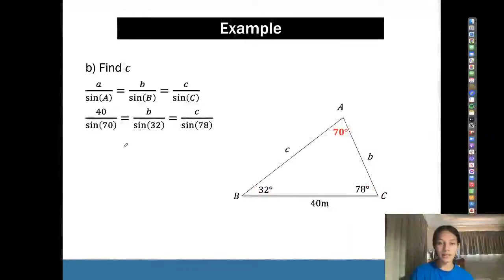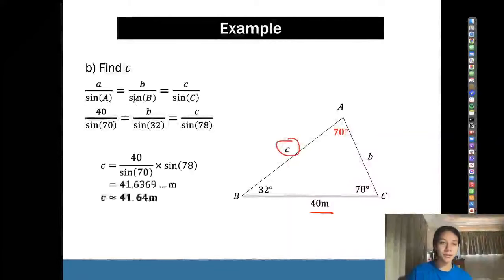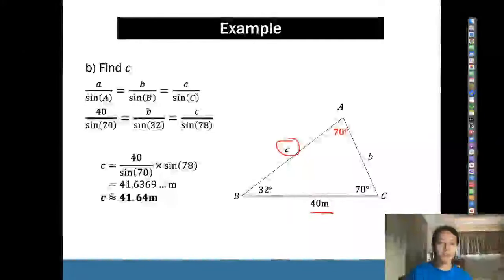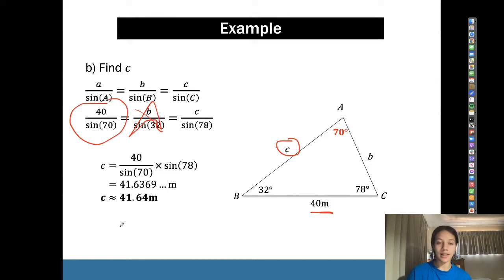Then we're going to find the length C. So we have some information. We've got the angles now, and we have one side. We've got A. So that means we're probably going to be using the sine rule. So we can set it up like so on the left. So one way of doing it is, alright, we've got 40 over sine 70 equals C over sine 78. So kind of getting rid of that part in there. If we rearrange, we're just going to multiply this by sine 78 and get 41.64 meters.